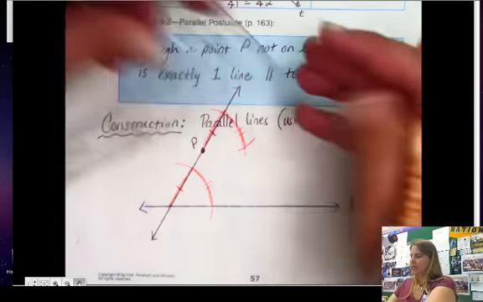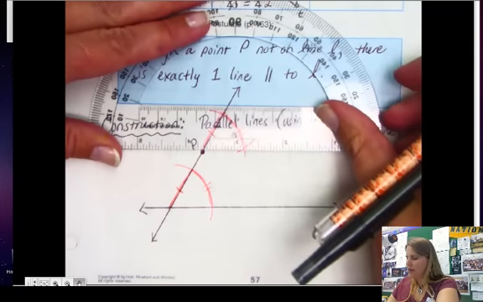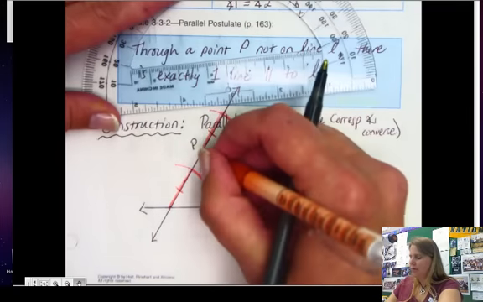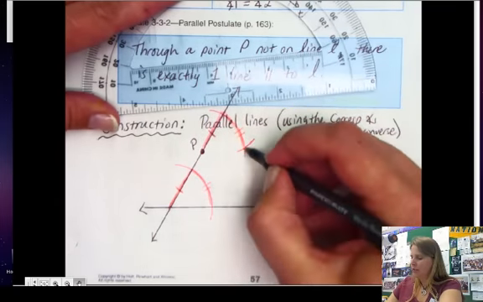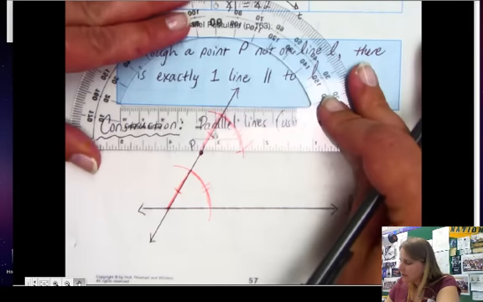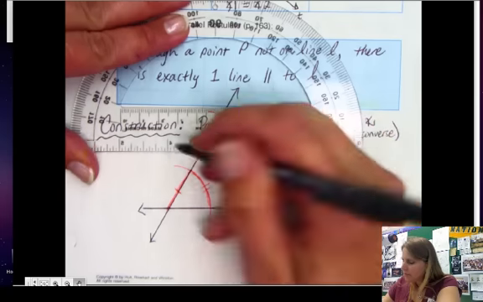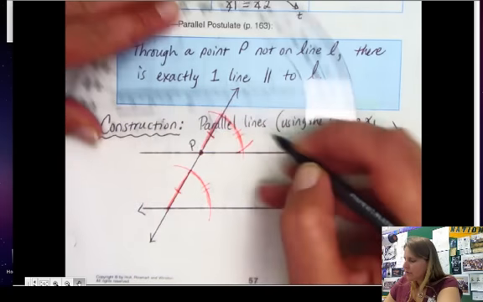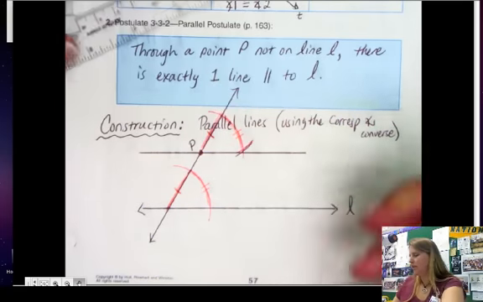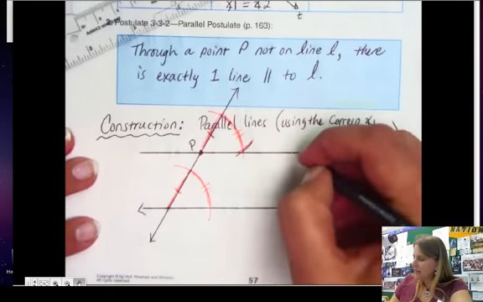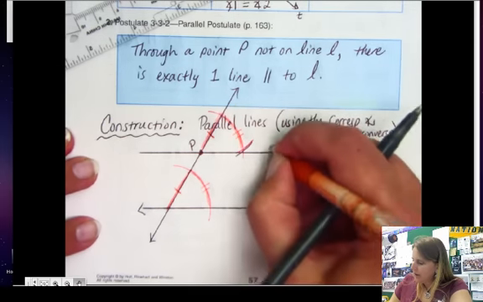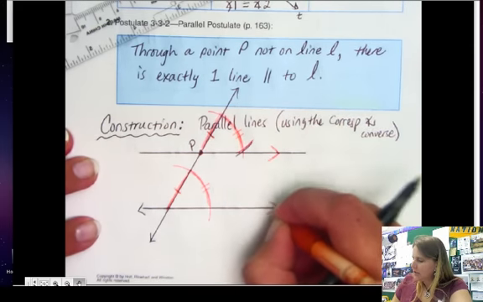Now we just need to draw a line through point P and through this intersection here. Mine's a little bit off. Put it down there. So that this line is now parallel to this line here.